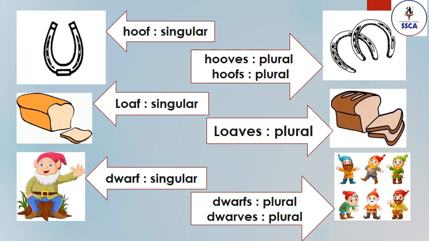Like hoof, singular; hoofs, plural, or hooves, plural. We can add VES or just S to form the plural of hoof. Loaf, singular; loaves, plural. Dwarf, singular; dwarfs, plural. Now same as hoof, in dwarf we can add either VES or just S to form its plural.